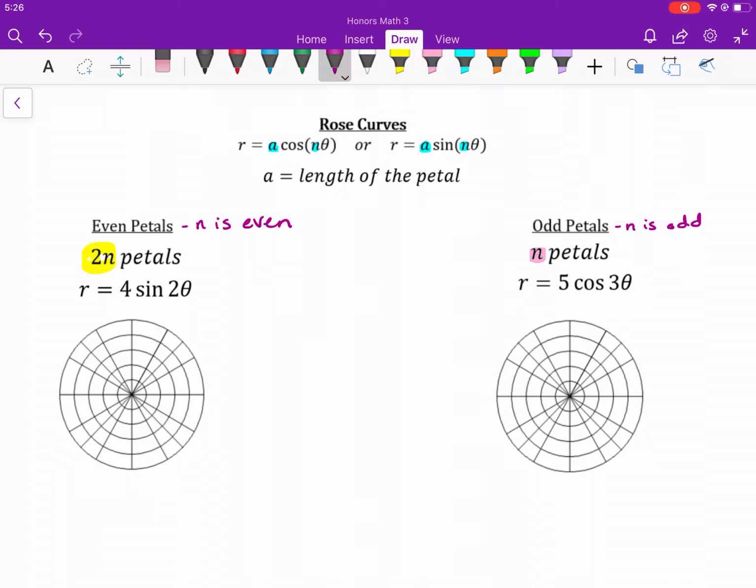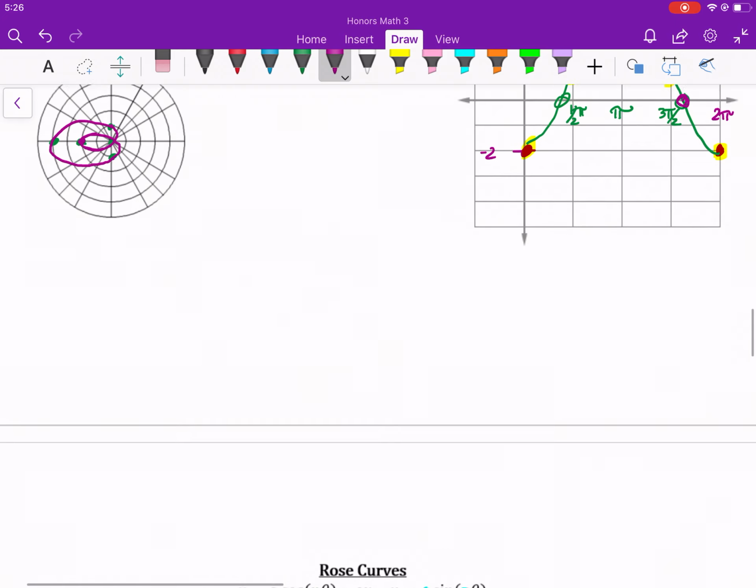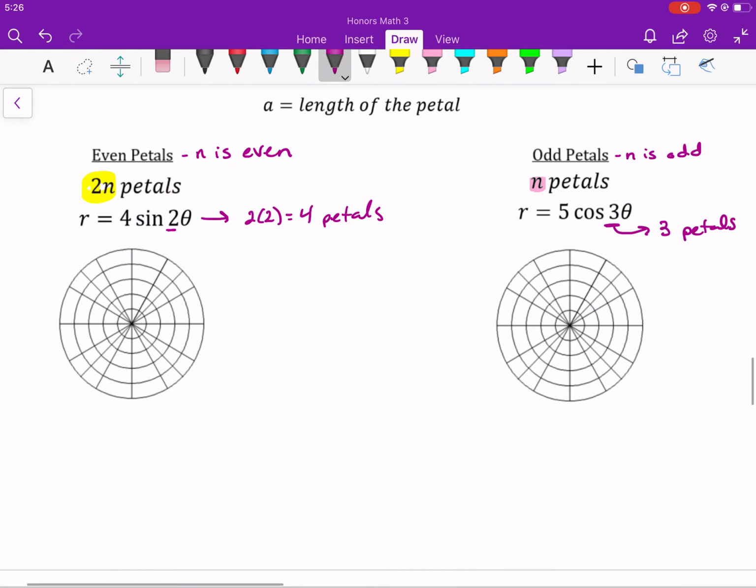So for instance, in this problem right here, since n is even, you're going to have 2 times 2 petals, or 4 petals. While on this one, since n is odd, on the cosine one, we're going to have 3 petals. Now, knowing how many petals you'll have is really helpful. That way we don't have to go as intense with a reference graph. If we don't know how many petals there are, we're actually going to have to make a reference graph where we keep going until we get all the way out to 2 pi.